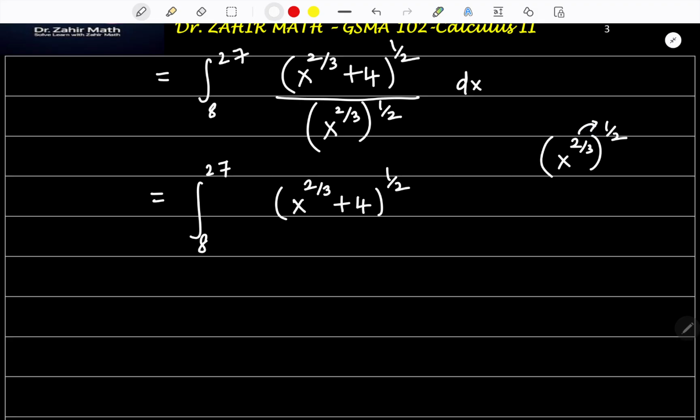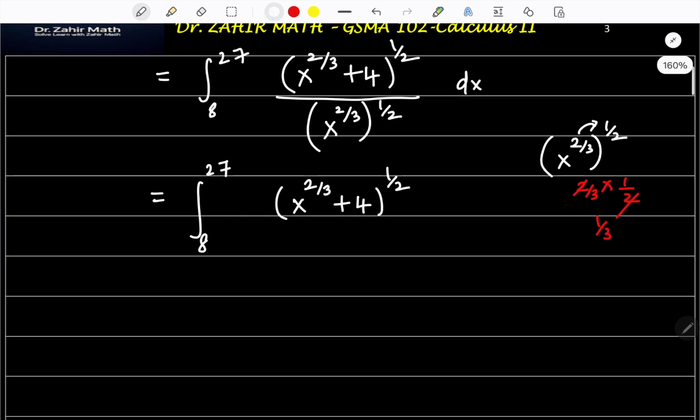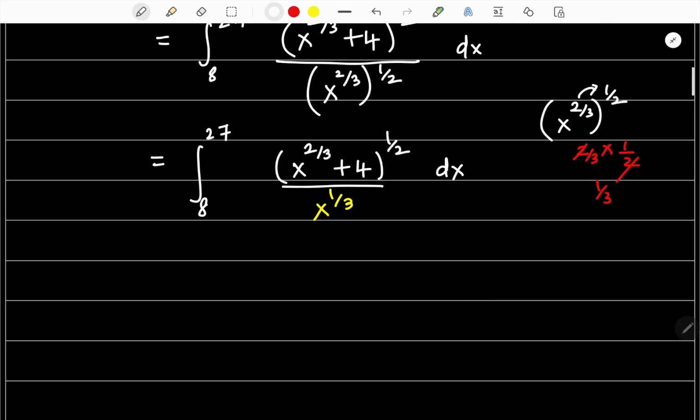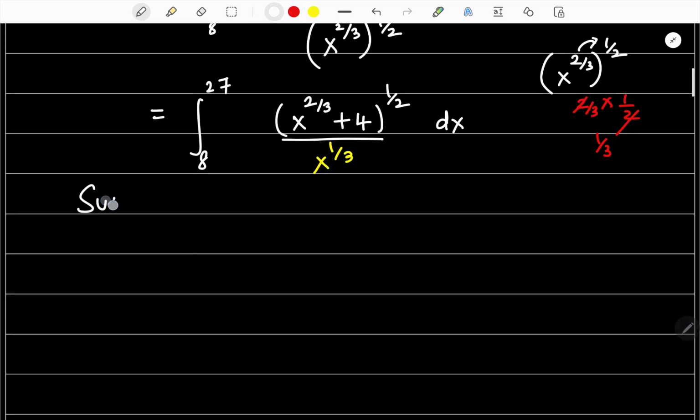So what I will do, I will multiply this one. 2 by 3 multiply 1 by 2. So 2 gets cancelled. What you will get? x to the power of 1 by 3. So you will get divided by x to the power of 1 by 3 and then dx. Clear? Right. So after this, you cannot do any simplification. So the best way is I have to go for the substitution method. Okay, right. So what is the substitution method?